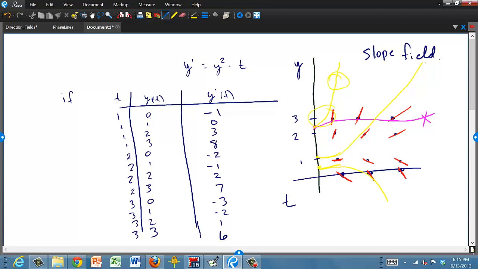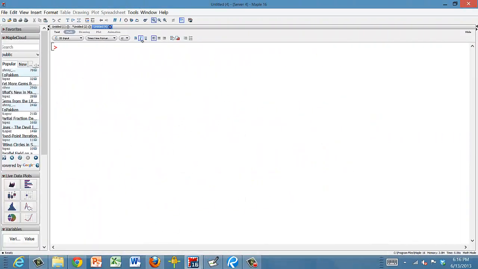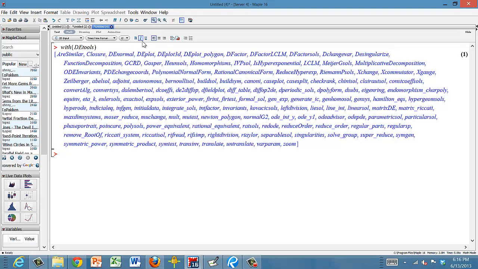So, as you might expect, Maple is good at evaluating these slope fields. It just has to evaluate the right-hand side of the ODE a whole bunch of times. So let's go ahead and use Maple to do this. Okay, so what you want to do is import DEtools first. So with DEtools, hit enter. You'll see a whole bunch of stuff that you've now imported. You want to do a DEplot. Type in the DE that you'd like to plot.